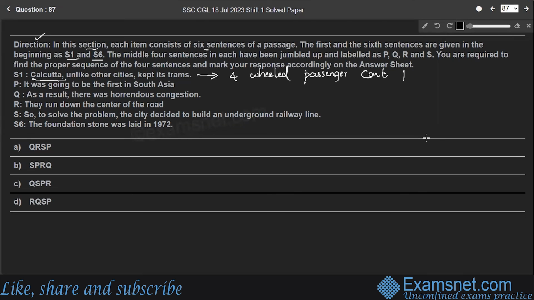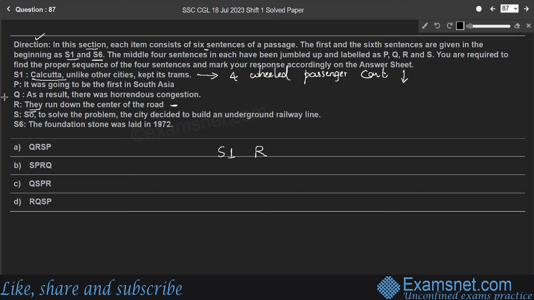So moving further, we need to find the sentence which supports the first one, S1. Here the order always starts with S1. So find the sentence which supports S1. So here, sentence R: they run down the center of the road. Here they means trams. Trams run down the center of the road. Therefore, the second sentence, which is R, supports the first sentence, explaining about the subject.